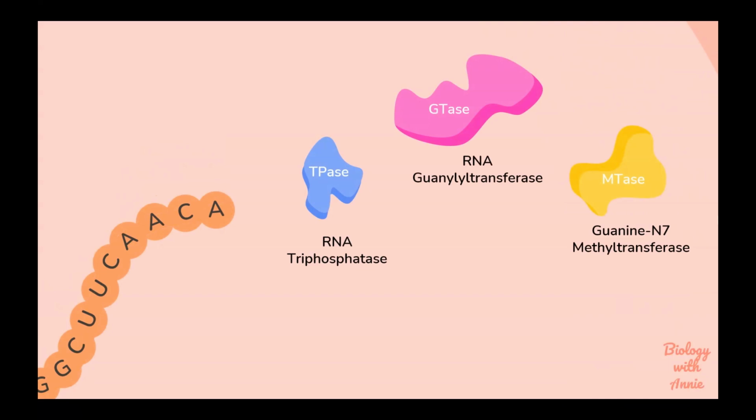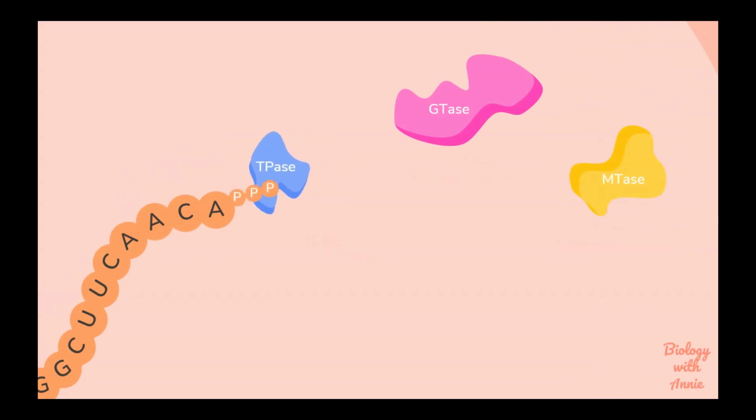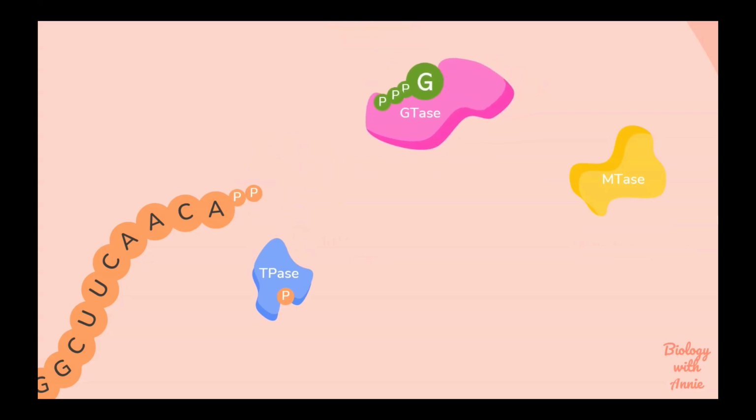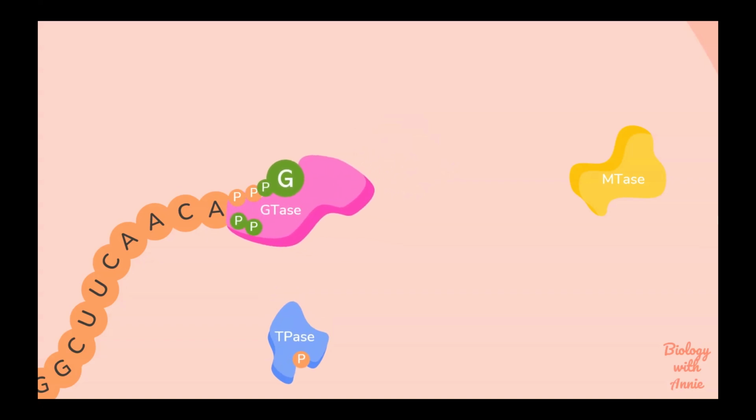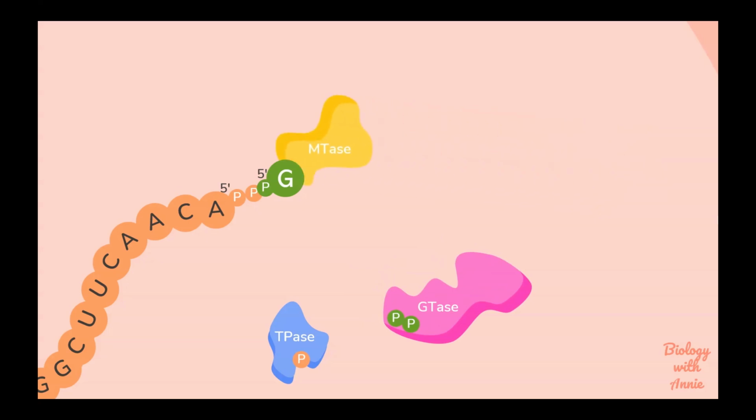Capping involves three enzymes: RNA triphosphatase, RNA guanyl transferase, and guanine N7-methyl transferase. First, RNA triphosphatase removes the 5' terminal gamma phosphate from the 5' triphosphate of the RNA. Then, RNA guanyl transferase consumes a GTP molecule and adds a GMP group to the 5' diphosphate in an inverted orientation, causing the two nucleosides to be joined by an unusual 5' to 5' triphosphate bridge. Finally, the guanine N7-methyl transferase adds a methyl group to the N7 amine to form the 7-methyl guanosine cap.